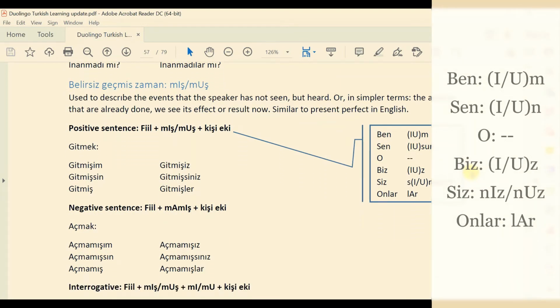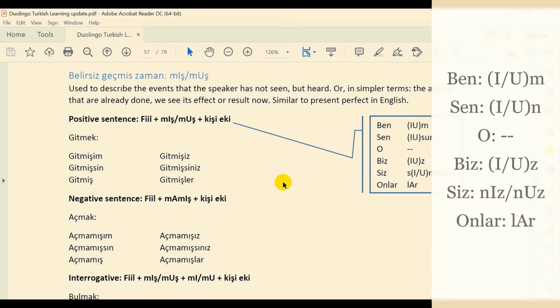Well, here let's study the four types of sentences. Positive structure: verb or fiil, then you add this mış or muş suffix after the verb, and after that you add the personal suffix, kişi eki. And the personal suffix in belirsiz geçmiş zaman is as this. Now let's see some examples.